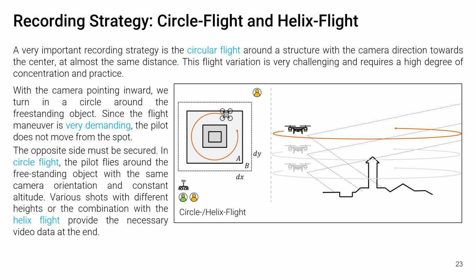With the camera pointing inward, we turn in a circle around the freestanding object. Since the flight maneuver is very demanding, the pilot does not move from the spot. The opposite side must be secured. In circle flight, the pilot flies around the freestanding object with the same camera orientation and constant altitude. Various shots with different heights, or the combination with the helix flight, provide the necessary video data at the end.